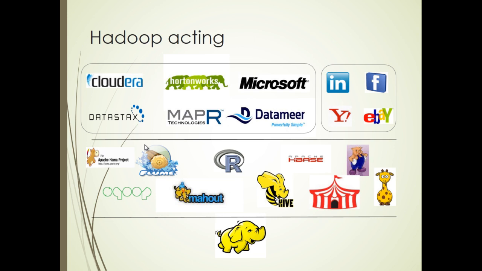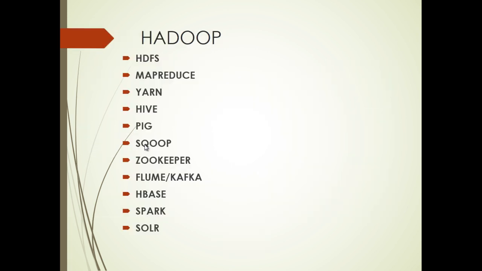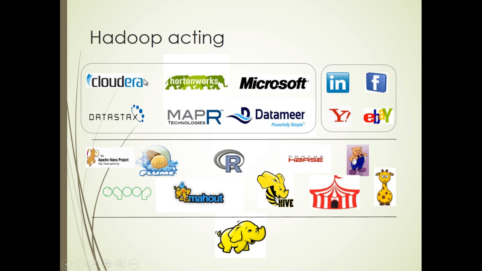We have some distributions. Hadoop is everything a framework, and it's open source. The contribution is given by Apache. Apart from Apache, if you see here, Cloudera, Hortonworks, Microsoft, DataStax, MapR, and DataMeer. These are the distributors.